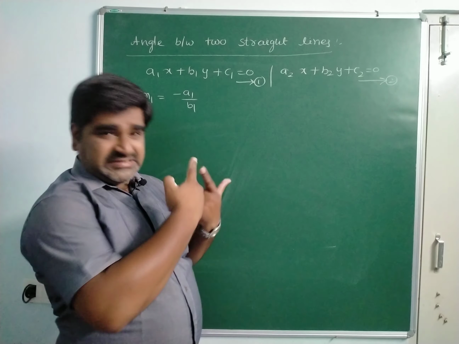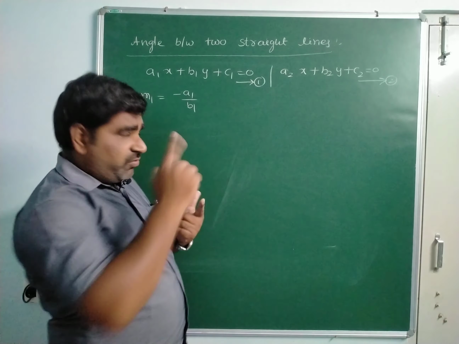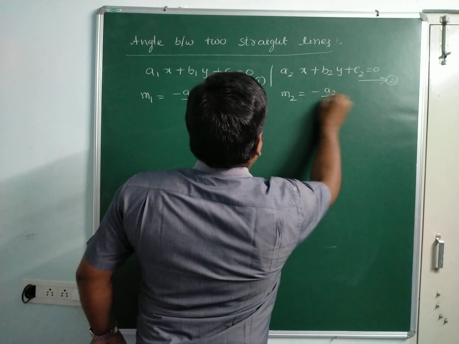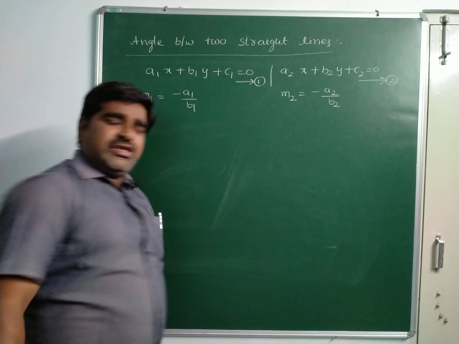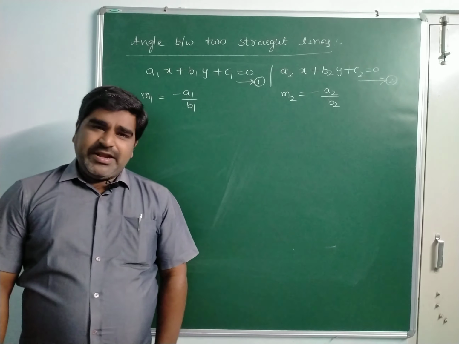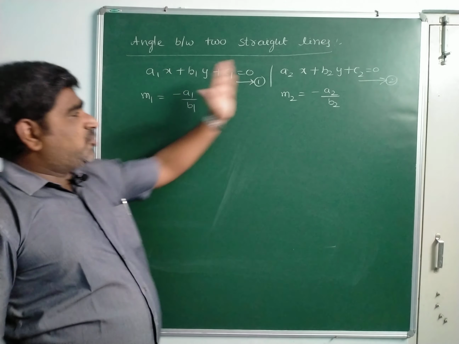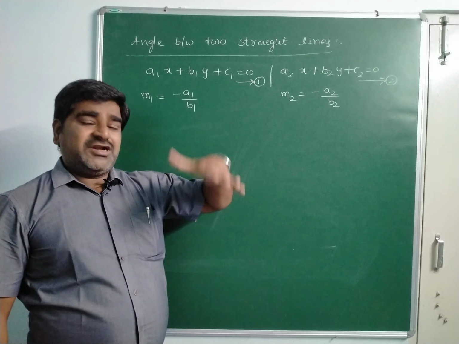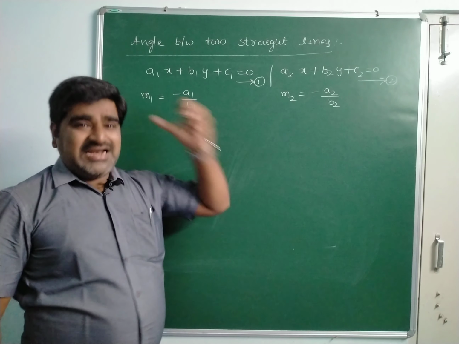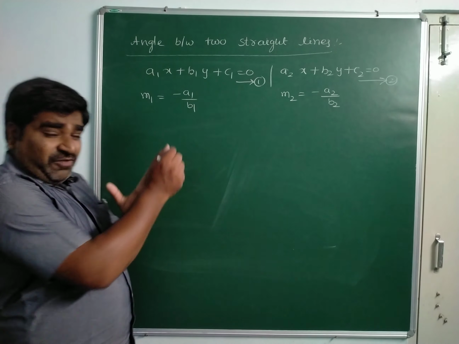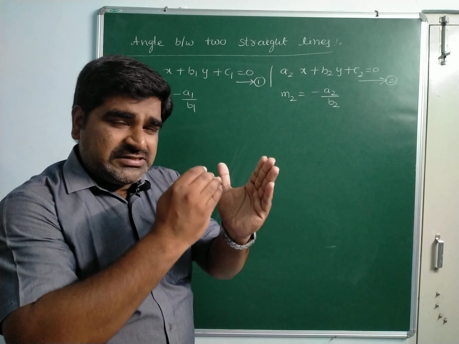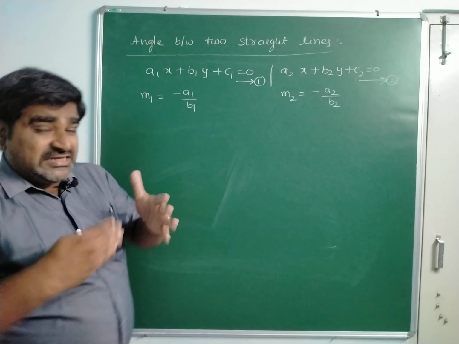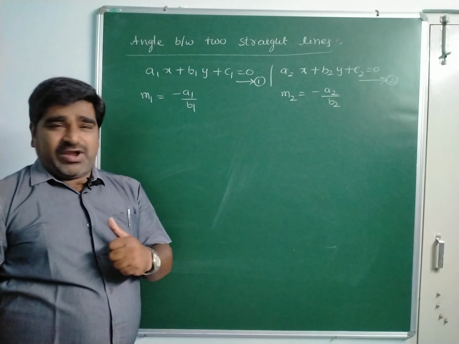In part 3, we discussed this one. If you don't know, once see part 3. m2 equals minus a2 by b2. These are the slope of the first line and the slope of the second line. Slope formula: minus x coefficient by y coefficient when the straight line is in general form. When slopes are known, the angle between two lines is tan theta equals modulus of (m1 minus m2) by (1 plus m1 m2). This we discussed in session 1, straight line part 1.